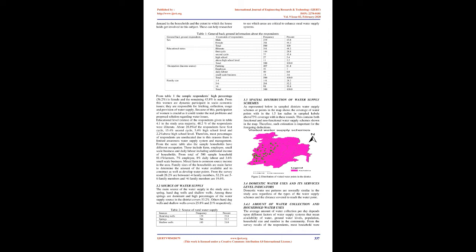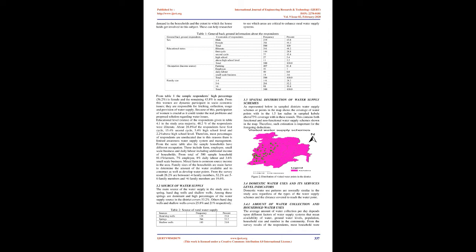Educational level status of the respondents is given in Table 4.1. In the study area, the majority, 48.2% of the respondents, were illiterate. About 28.8% of the respondents have first cycle, 15.4% second cycle, 5.4% high school level and 2.2% above high school level. Therefore, most respondents are uneducated. Due to this, there is limited awareness of the water supply system and management.